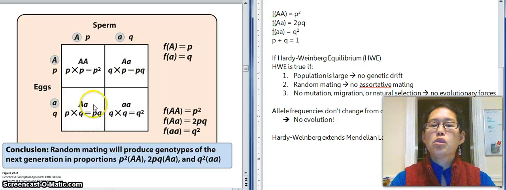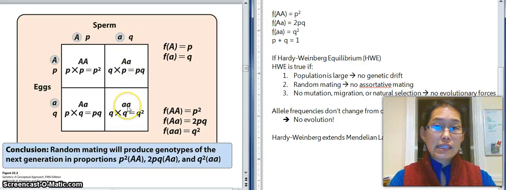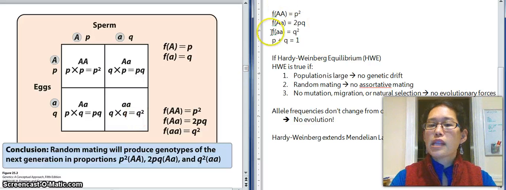So this is 2PQ, which explains this guy. And then we have Q times Q, because Q is the frequency or the probability of little a. So the probability of getting two little a's in the same individual is Q times Q equals Q squared. So that's where these come from.